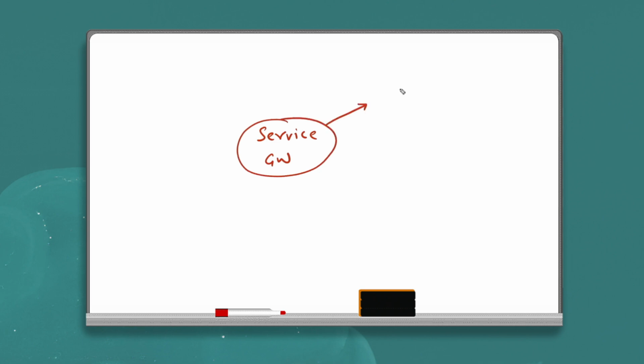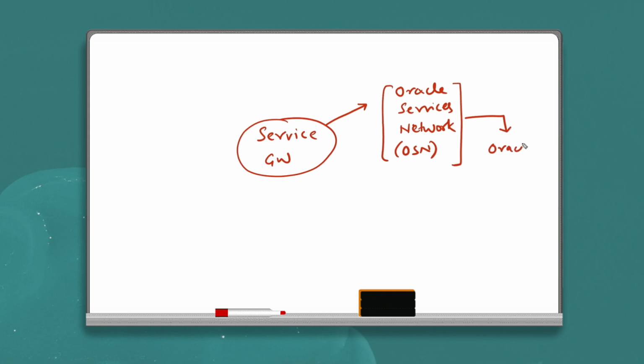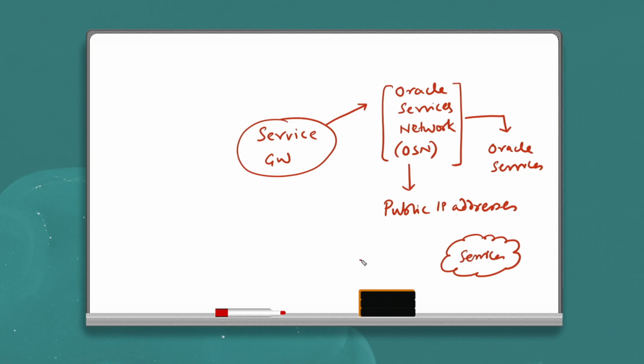Let me first talk about a construct which is known as Oracle Services Network, or OSN. So Oracle Services Network is basically reserved for Oracle services. And these services have public IP addresses. So typically, when you try to access these Oracle services, you will reach those services over the internet.